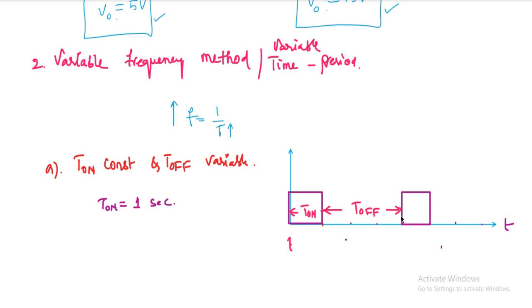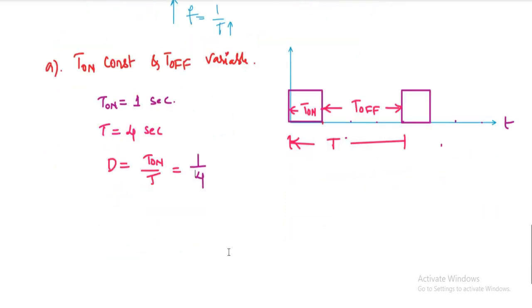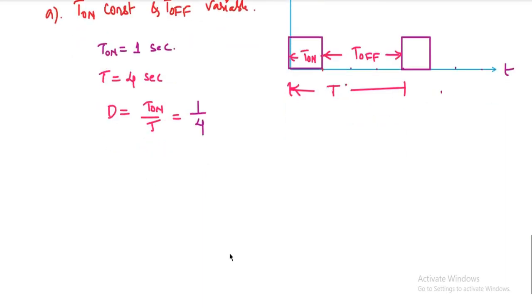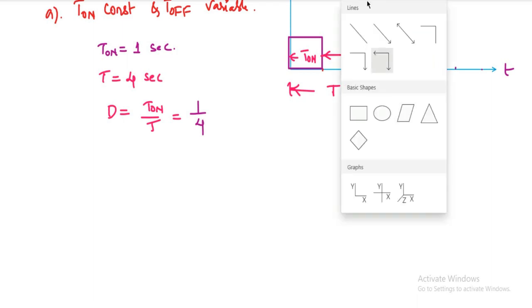So what is the time period here? Time period equals T on plus T off. For this waveform, the time period is 4 seconds, taking each slot as 1 second. Now we can find the duty ratio, T on by T, where T on is 1 second and the total time period is 4 seconds. Now I am going to change the turn off period so that the time period will be changed.